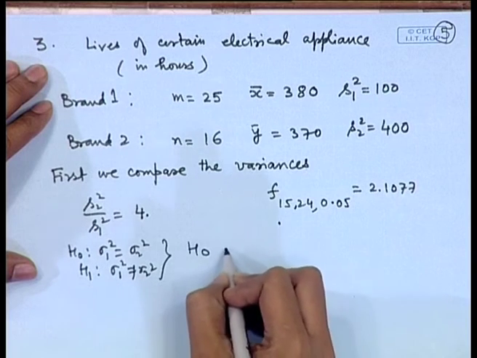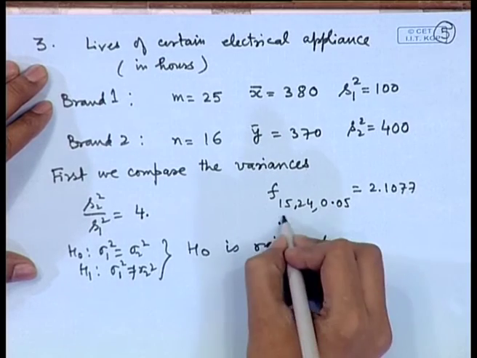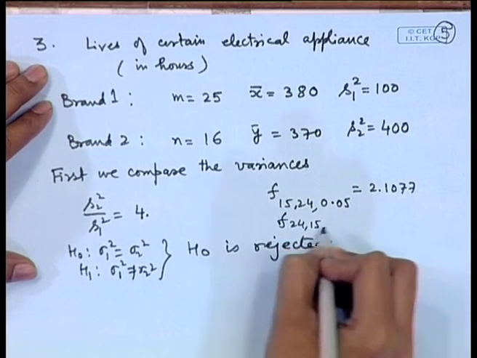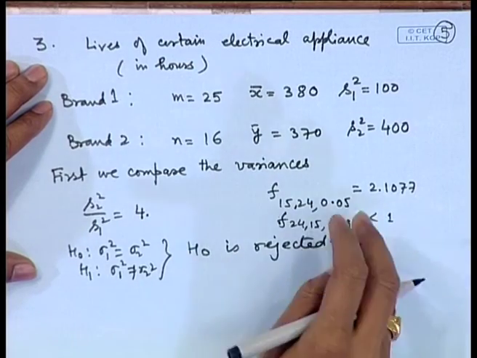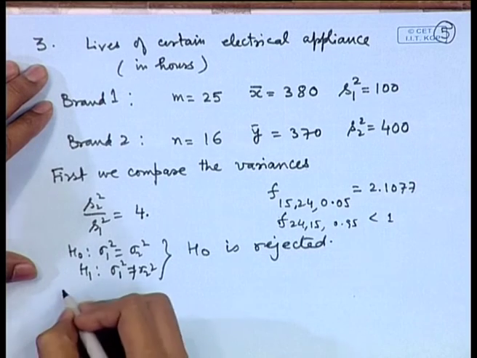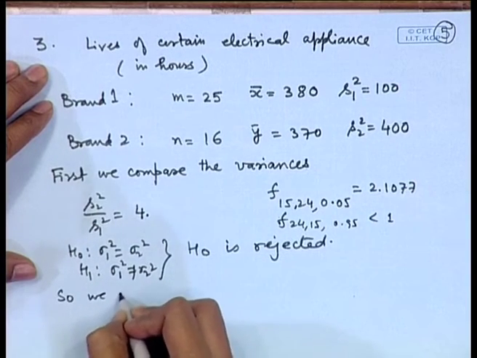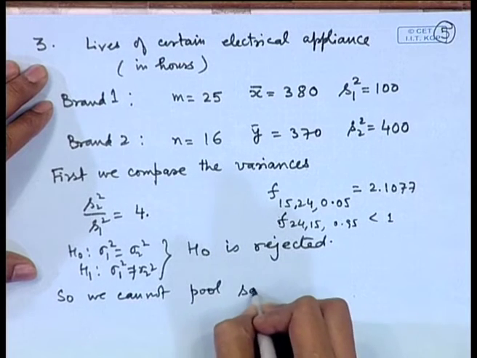So, here H naught is rejected, because if I consider F_(24,15) at 0.95, that is going to be less than 1. So, naturally this is falling into this region. So, H naught is rejected. So, we cannot pool sample variances.